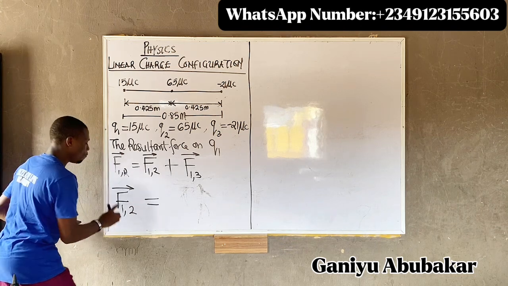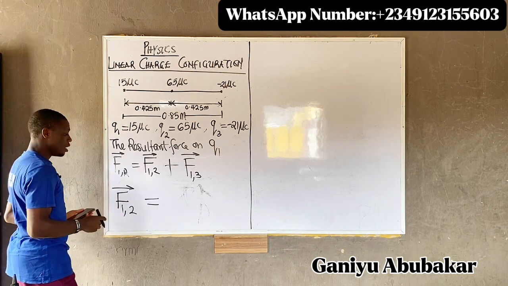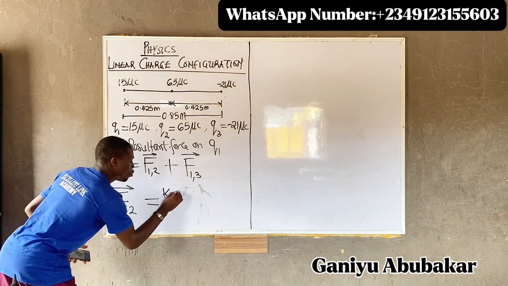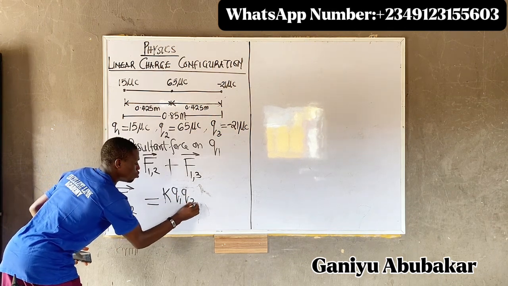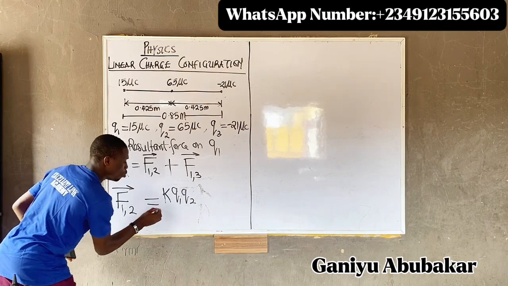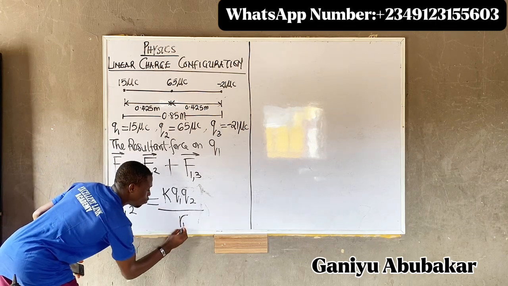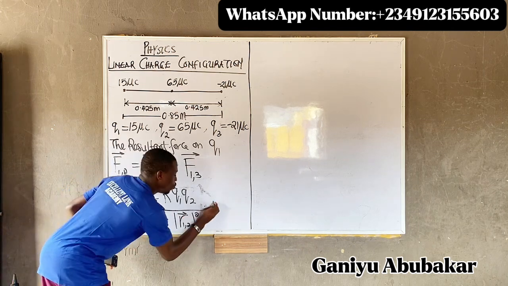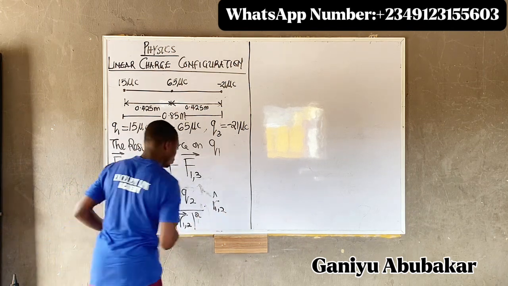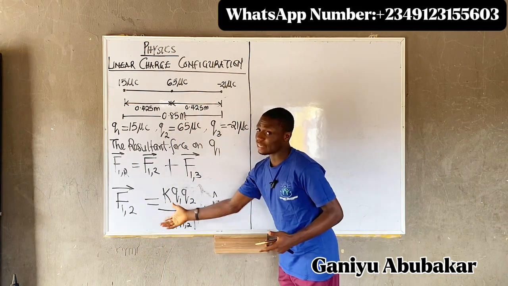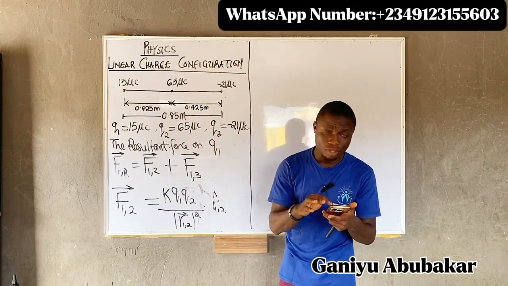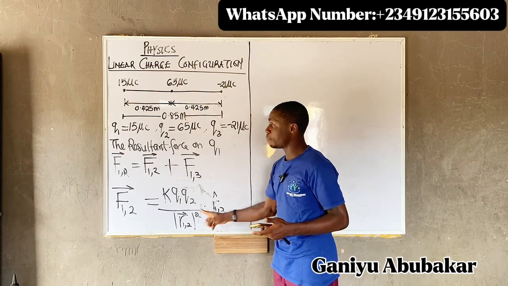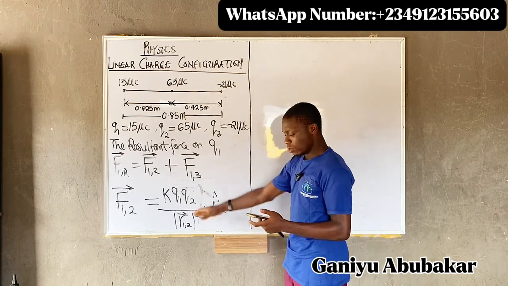What do we know? F12 can be expressed as K Q1 Q2 over the magnitude of R12 all squared, times the unit vector of R12. So I'm putting this in vectorial form. This here is expressed in vectorial form.